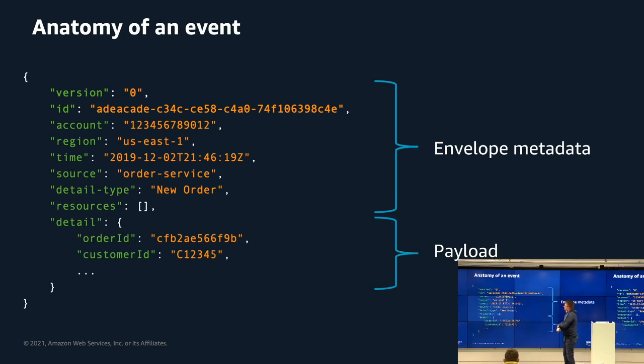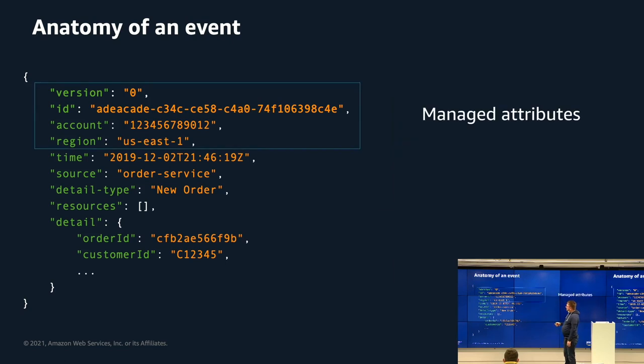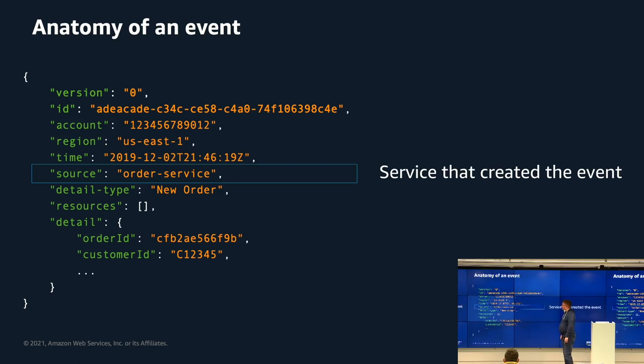Now a little bit about the anatomy of the event, how it looks, right? It consists of the envelope metadata and the action payload, so information about the event itself. In the envelope, there are a bunch of managed attributes, such as the unique ID of this event, for what account it came, and what region. And then the field source is usually used for the service that created this event. If it's a custom event, you can put there whatever you want. But if this event comes from native AWS services, then the AWS service name is put there.